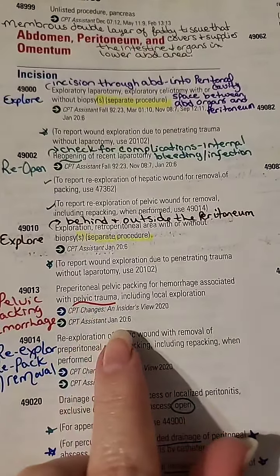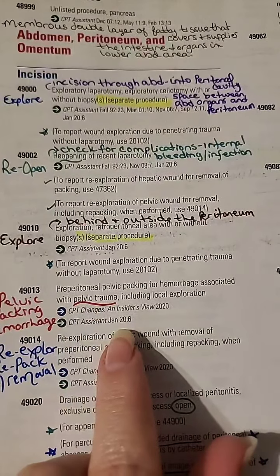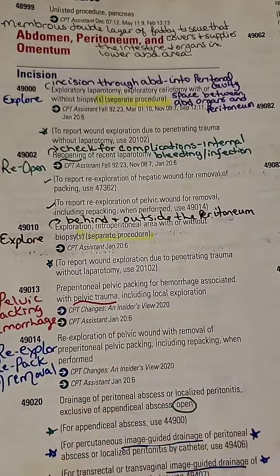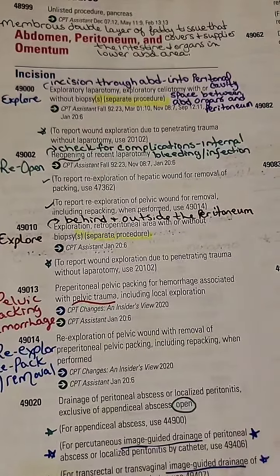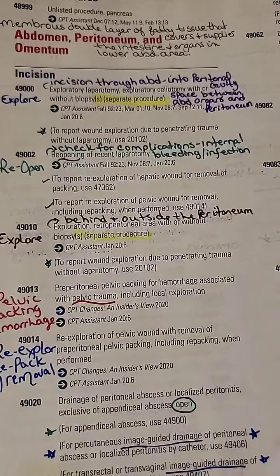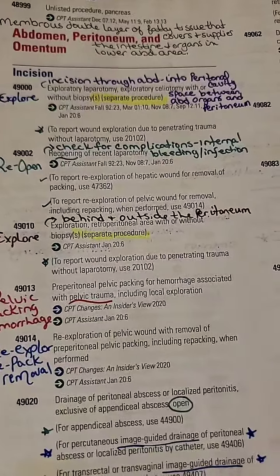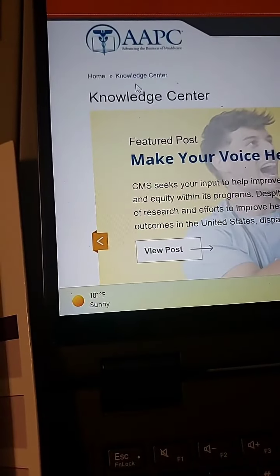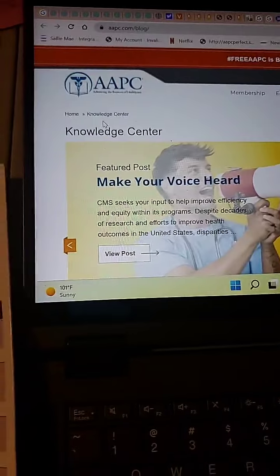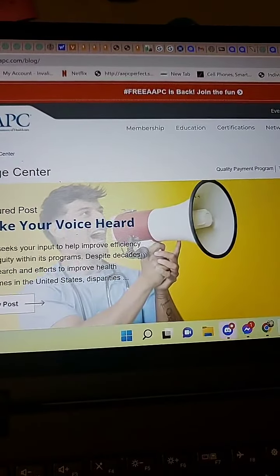Also, the Knowledge Center at AAPC, an amazing wealth of information. Let me see if I can find it real quick. Let me move my sticky notes, I can't type like this. AAPC Knowledge Center. Love it. If you go to the Knowledge Center, you don't even have to be logged on to your account. You can just go to the Knowledge Center.